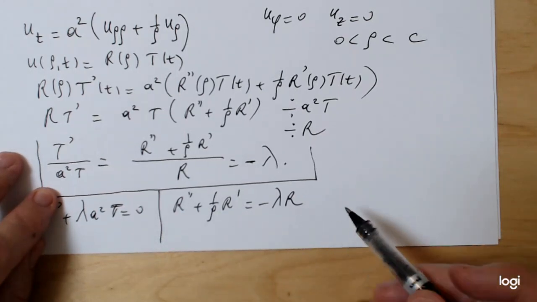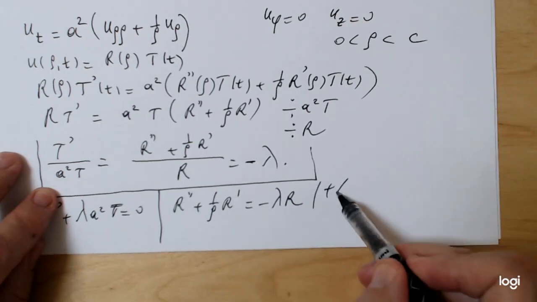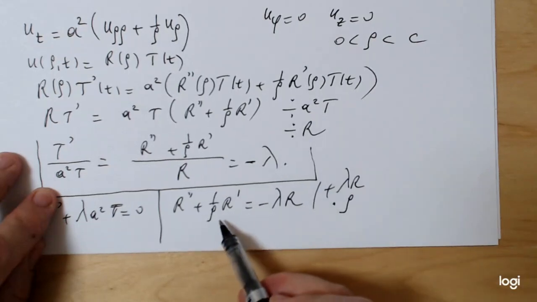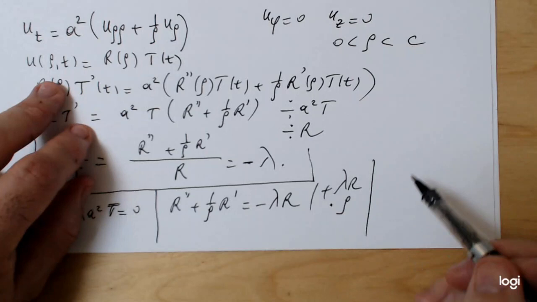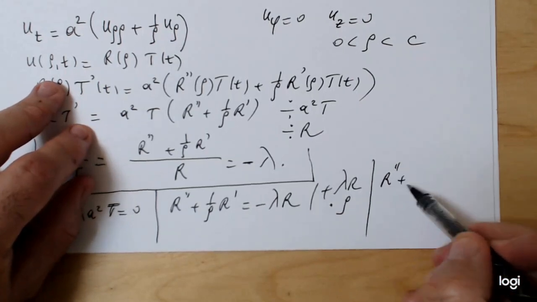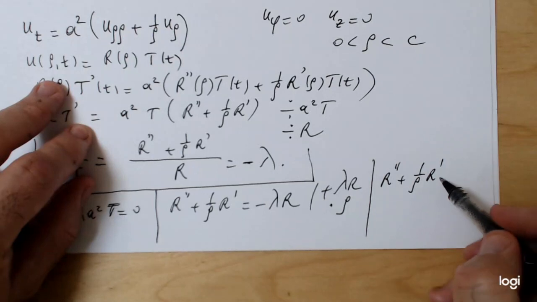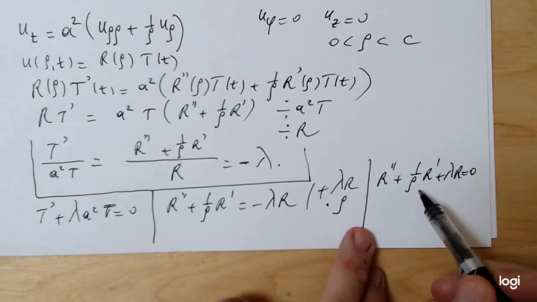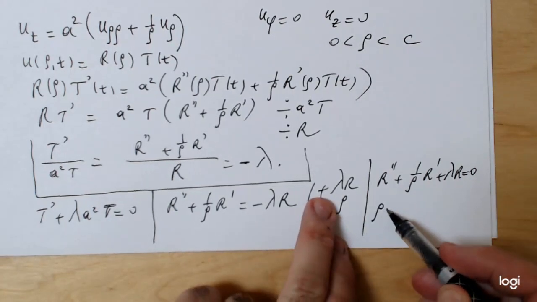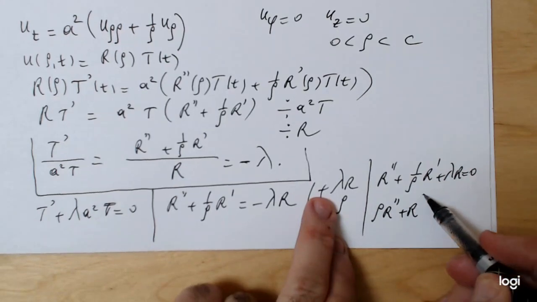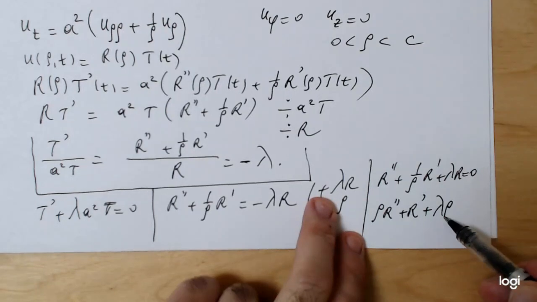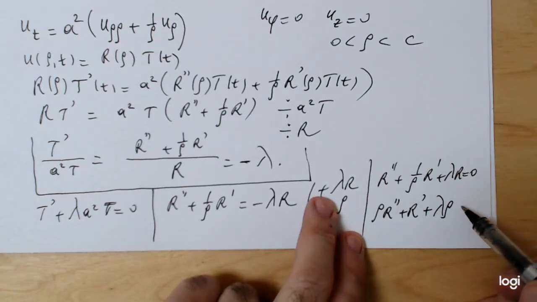And let's move lambda R on the left side and then multiply by rho both sides just to clear this parenthesis. So we have R double prime plus 1 over rho R prime plus lambda R equals 0. And if I multiply by rho both sides just to eliminate this, we're going to have rho R double prime plus R prime plus lambda rho big R equals 0.